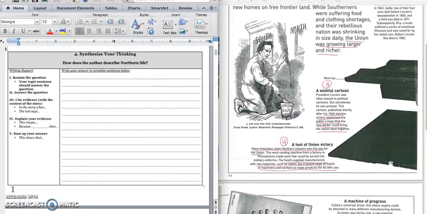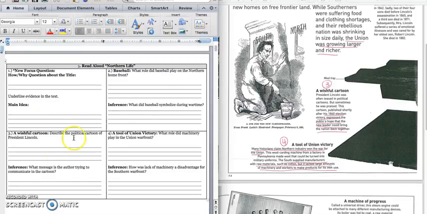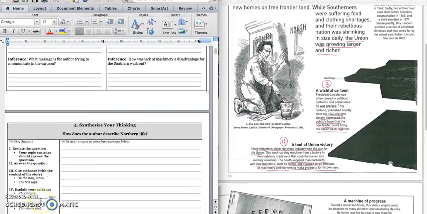For the paragraph, we want to know, how does the author describe Northern life? And so you would use your main idea as your topic sentence, and then you would want to give examples and explain those examples from one of the other boxes.